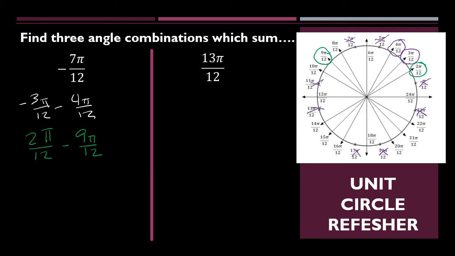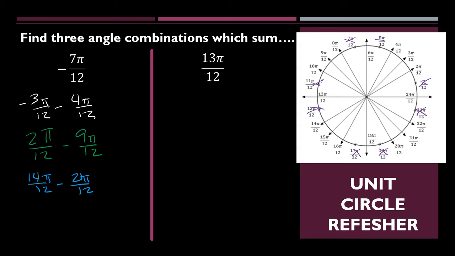All right, I think I found one I want to use. I'm going to use 14 and 21. If I take 14 pi over 12 minus 21 pi over 12, I will get negative 7 pi over 12. Now I want you to take a minute and find a couple combinations that add up to 13 pi over 12. And remember, you cannot use the angles adjacent to the x-axis, or the y-axis for that matter.